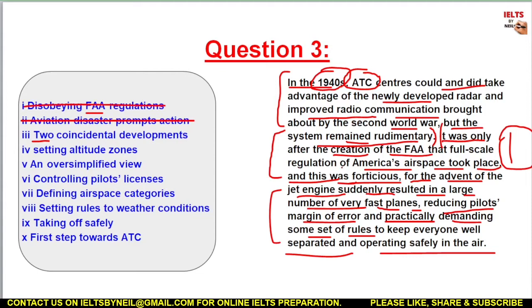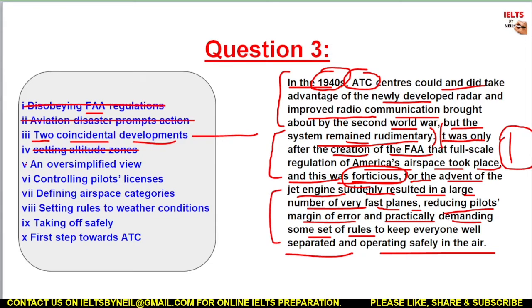And fortuitous, this word fortuitous means coincidental. Okay, so we can relate this. I'm not saying this is the exact answer, but let's put this aside. Now moving on to the next one, setting altitude zones. But they're not talking about any altitude zones.